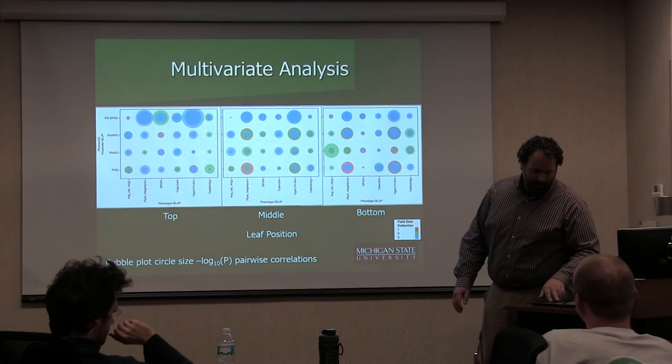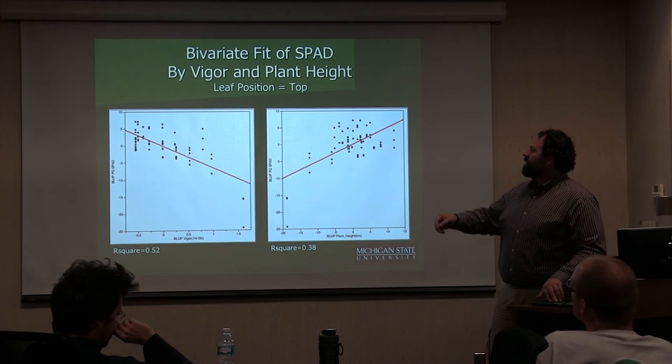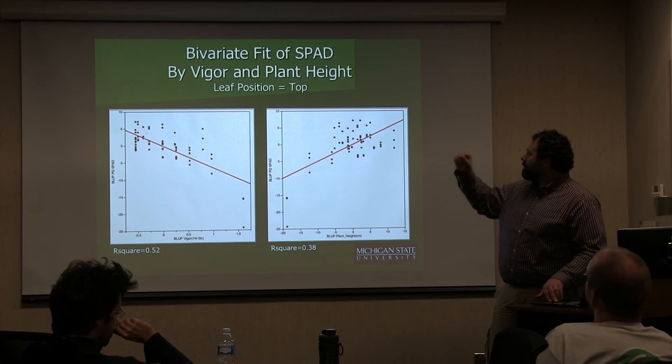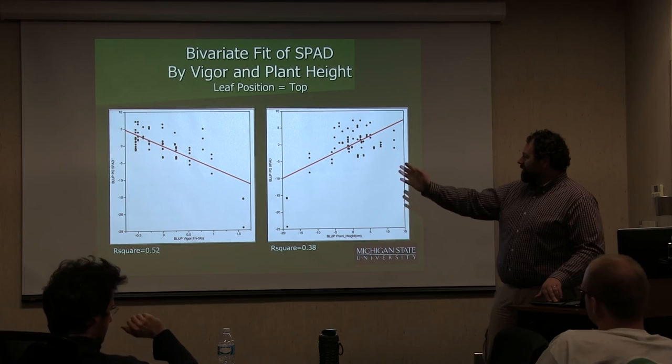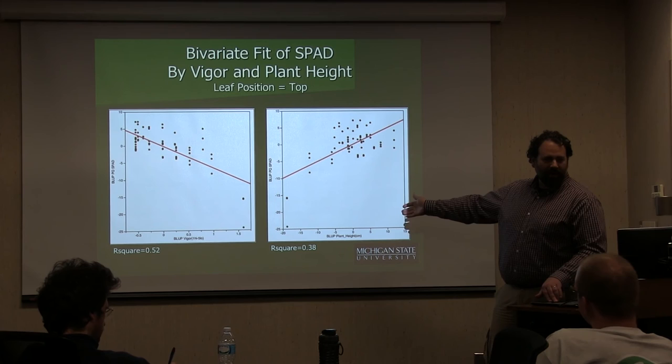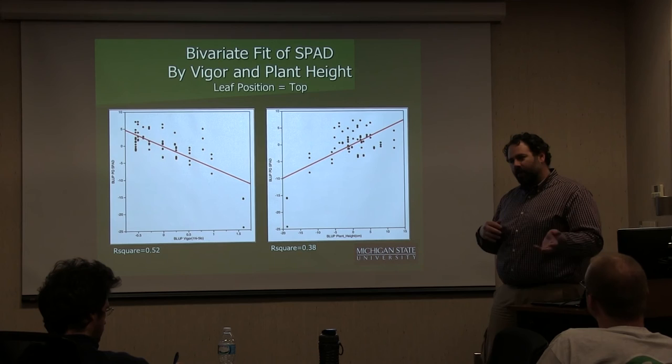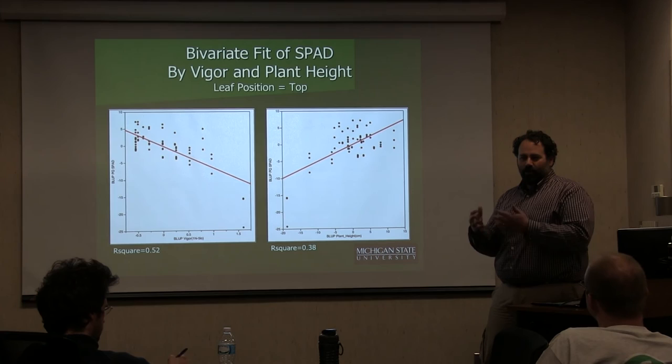I'm just going to show a couple examples here. This is looking at SPAD, and these were some of the most significant that we had. This is actually looking at the top leaf position across all three different dates. Basically, we had a nice correlation between vigor and SPAD and plant height and SPAD. I think that makes sense, but it's nice to see that you're able to have some meaningful information from the photosynthetic data that correlates to what you're seeing biologically.